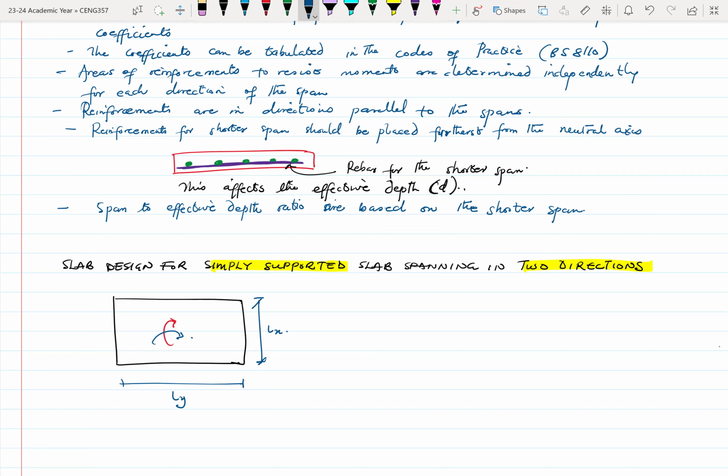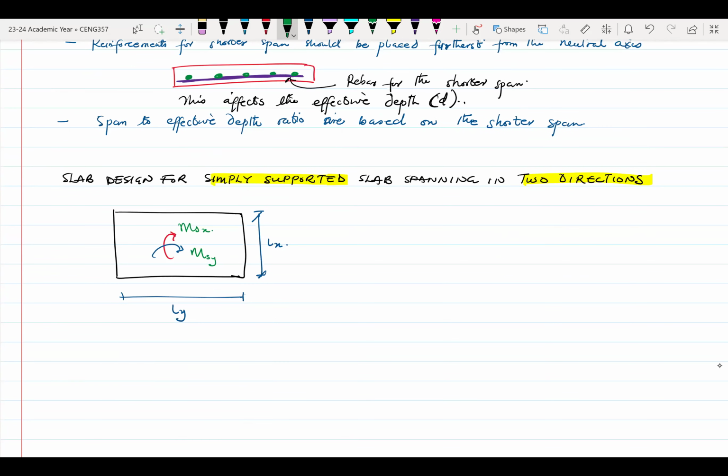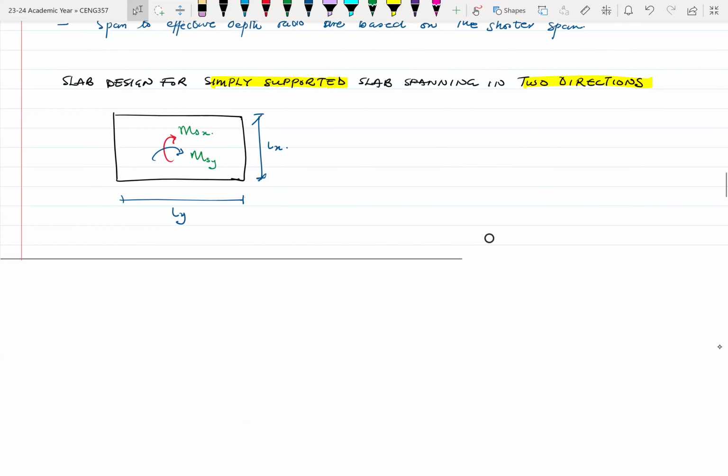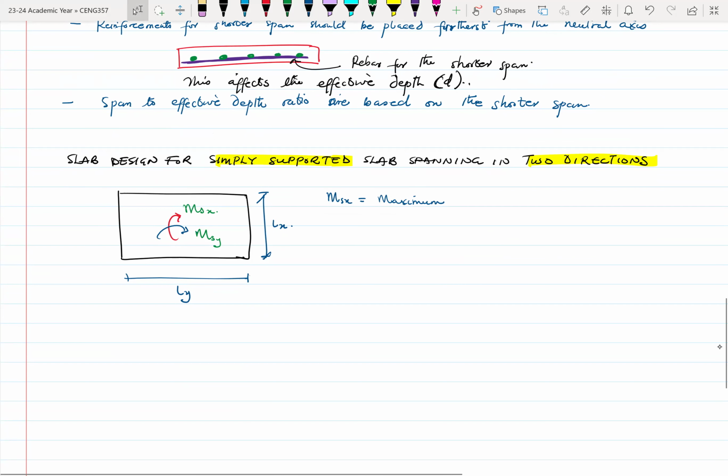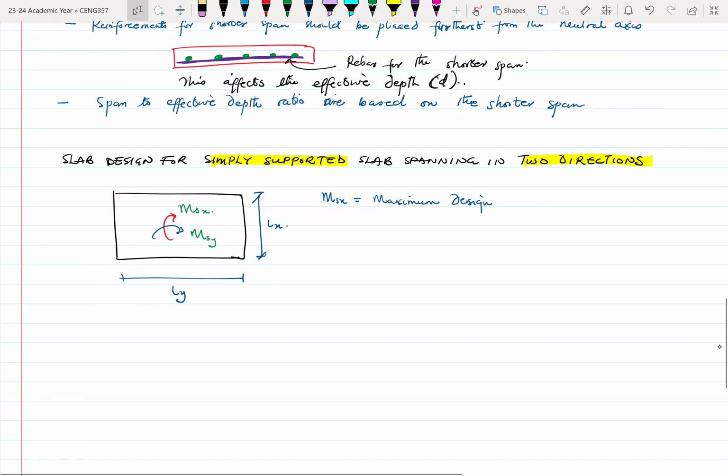All right. So bending in the Y direction, we call that bending. So we call this one MSY, and we call this one MSX. I will explain what these are. Okay, great. So here our MSX is supposed to be the maximum design ultimate bending moment. Let me say moments. All right.